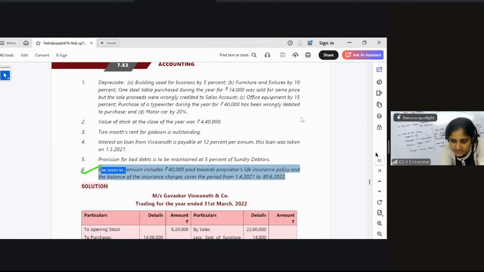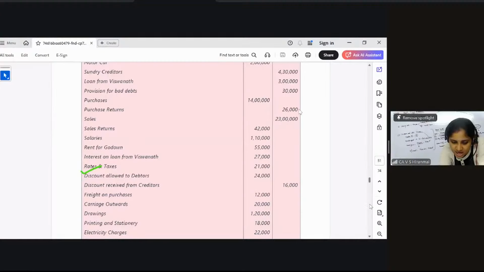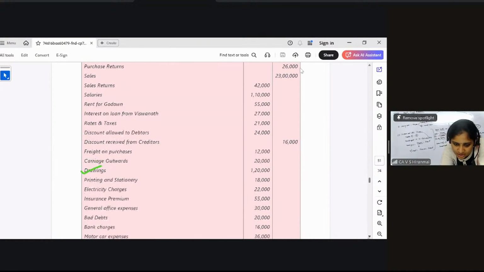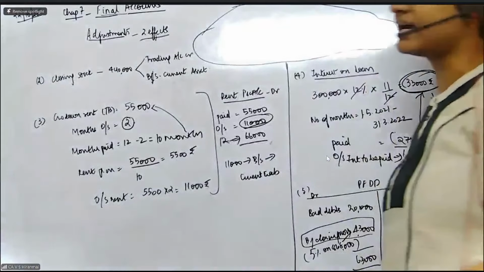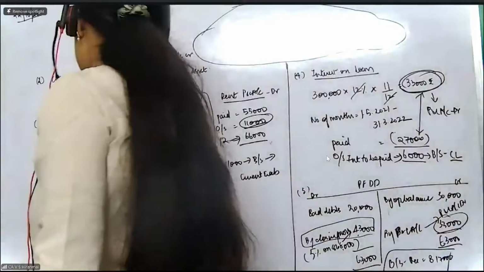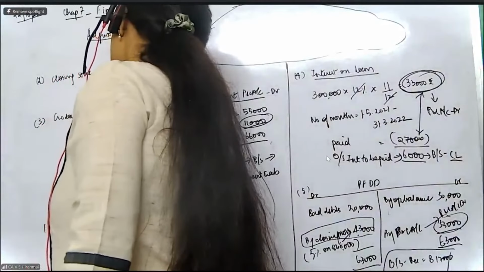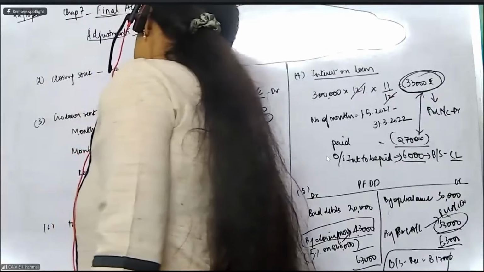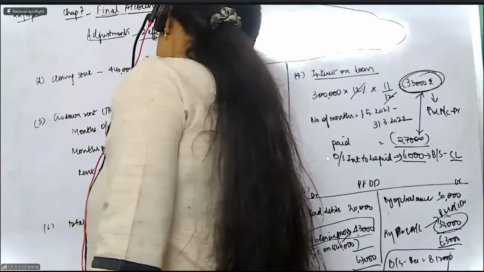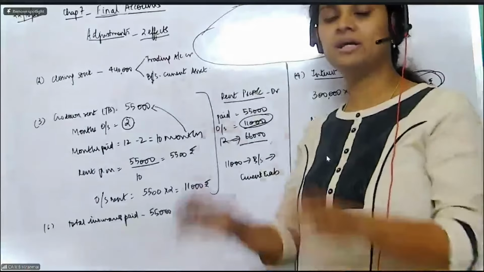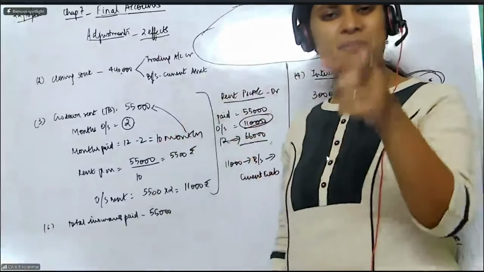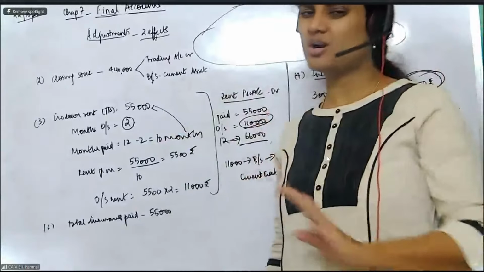So here there is a point. Everybody please see. How much is the insurance being paid? Total insurance, how much is it? Out of 55,000, my dear students, 40,000 is paid towards the proprietor's life insurance policy. What is the meaning of that? That becomes the drawings. Total insurance paid is 55,000, but whatever is paid towards the life of that particular proprietor, you should not show it in the P&L, because is it a business expense? No, it is not a business expense.